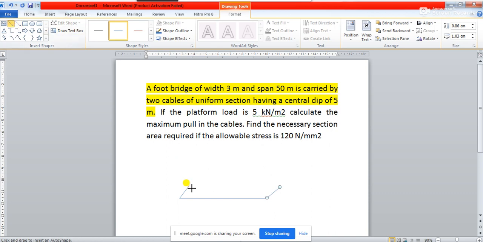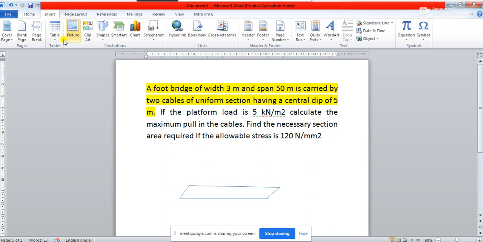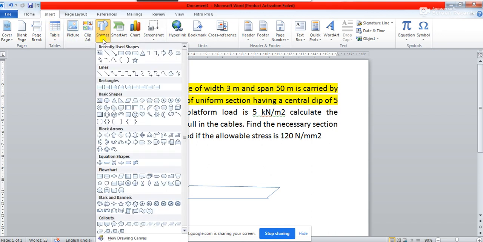Suppose this is the deck of the bridge. Are you getting? Deck of the bridge means over this the vehicles are running. Now who is supporting this? On one side, on one corner, if I take a cable something like this, let's say on this side, how do I draw it? Just a minute. Which shape should I take? This one will do.